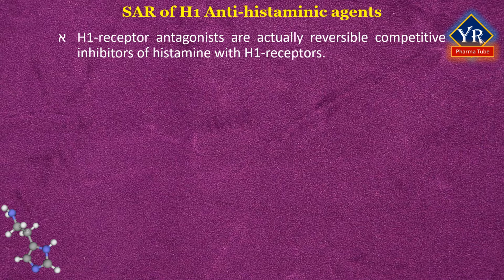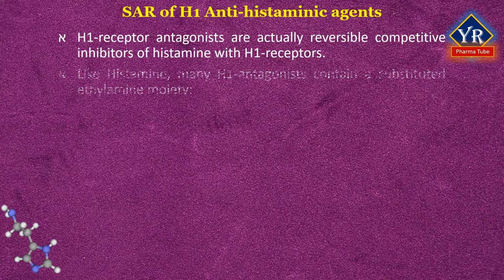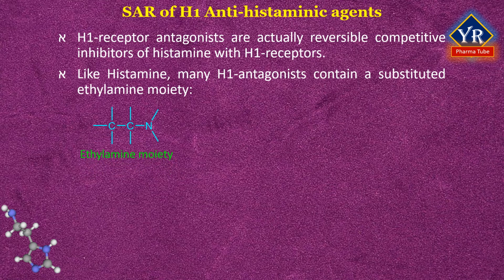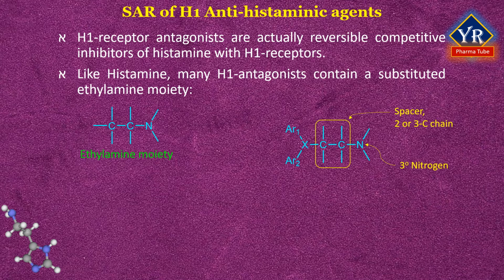Whereas histamine binding to the H1 receptor induces a fully active conformation, antihistamine binding yields an inactive conformation. At the tissue, the effect observed is proportional to receptor occupancy by the antihistamine. Like histamine, many H1 antagonists contain a substituted ethylamine moiety that is shown here. Unlike histamine, which has a primary amino group and a single aromatic ring, most H1 antagonists have a tertiary amino group linked by a 2 or 3 carbon chain to two aromatic substituents via an X atom.